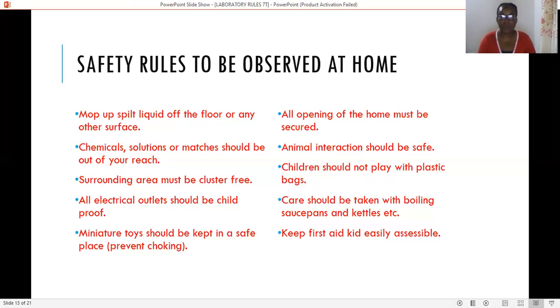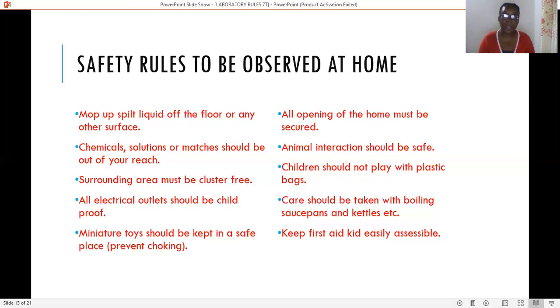And I know parents have to be behind the children, ensuring that they pick up. Just continue to do that until they get the point of why you're telling them not to have the place cluttered. Another point we have here, all electrical outlets should be child proof.